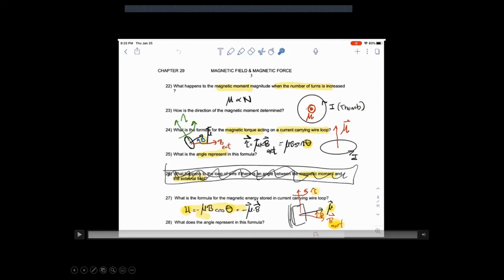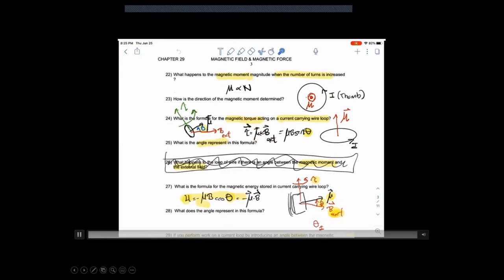If the dipole moment vector is not lined up with the external magnetic field, it's going to experience a torque. That's what it means. So that's the meaning of that formula.